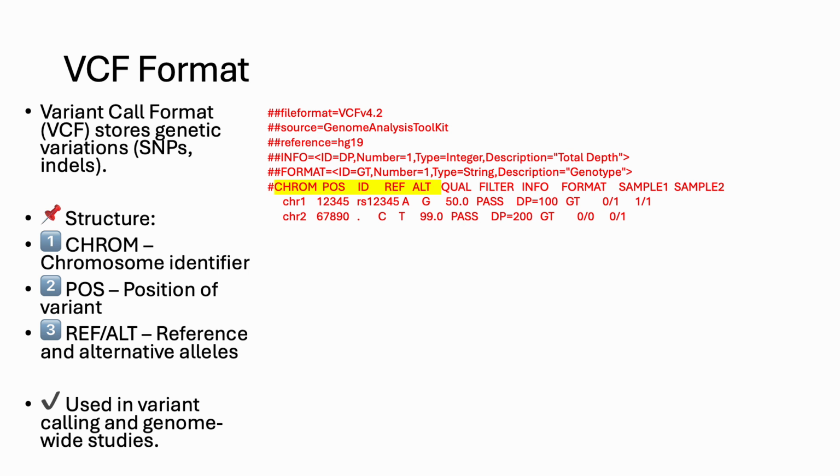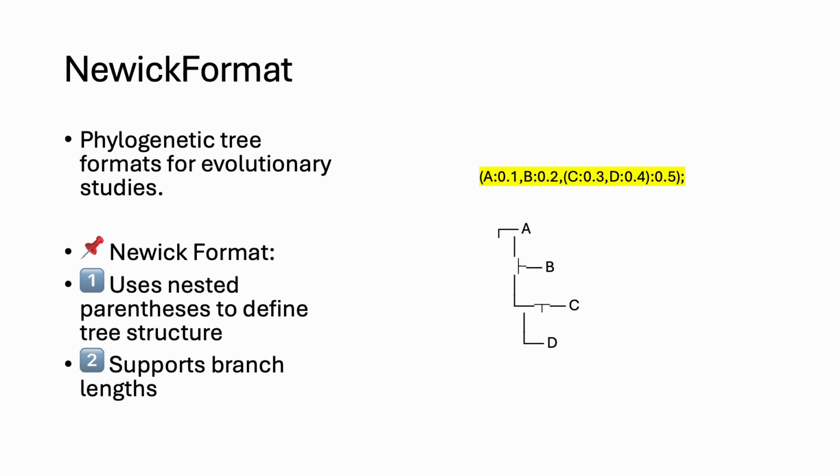Now that we have seen all the sequence formats, let's see another important format that is used for phylogenetic studies called Newick format. Newick format represents tree structure using nested parentheses. It is a widely used phylogenetic format used in tools like MEGA, PhyML, and BEAST.